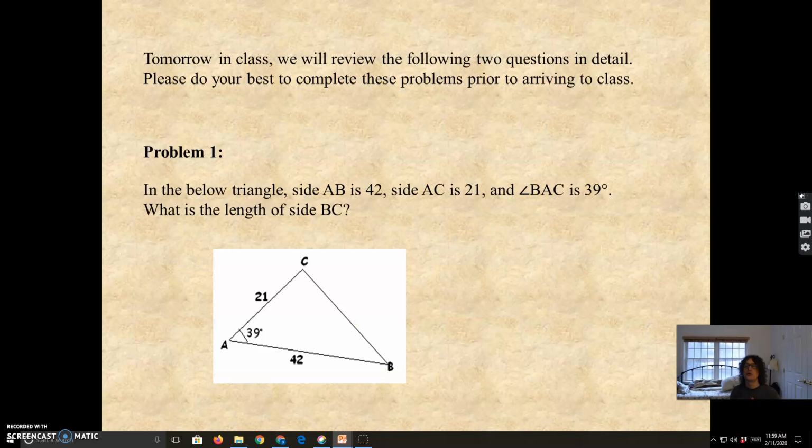Now, tomorrow in class, we're going to review the following 2 questions in detail. Please do your best to complete these problems prior to arriving in class. Now, problem 1, you can see in the below triangle, side AB is 42, side AC is 21, and angle BAC is 39 degrees. What is the length of side BC? Remember, side lengths are going to be lowercase letters. Hint, hint. And don't forget that the angles are always going to be uppercase.